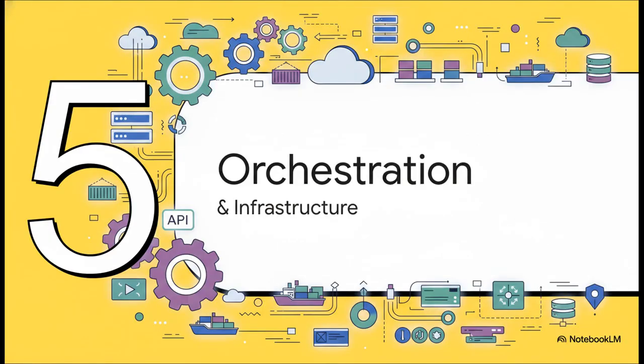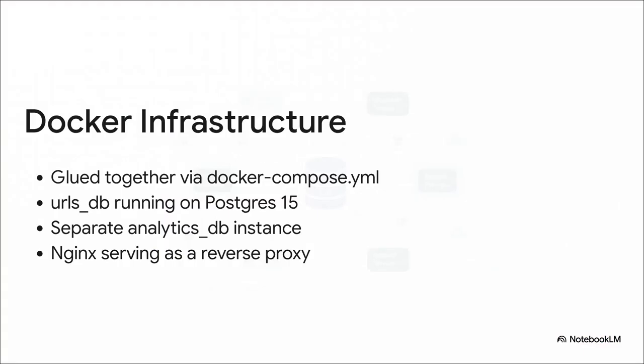Finally, let's wrap things up with Section 5, Orchestration and Infrastructure. How do we actually run all these separate moving parts? The entire distributed system is glued together using Docker Compose. Our Docker Compose.yaml file is basically the ultimate blueprint for the whole operation. It defines our front end, served up via an Nginx reverse proxy, our blazing fast caching layer using Redis 7 on Alpine Linux, and our message broker with RabbitMQ.